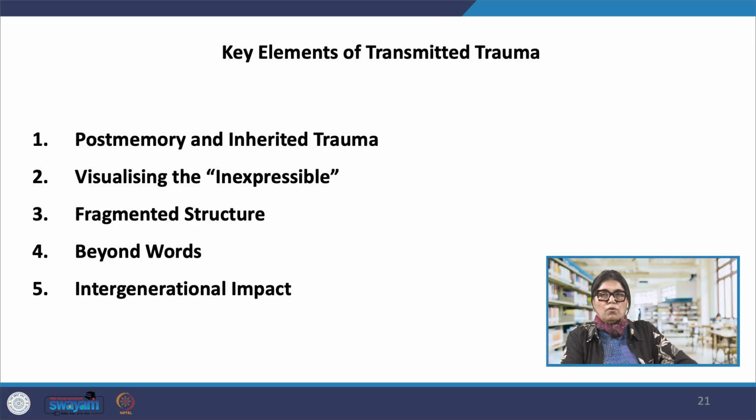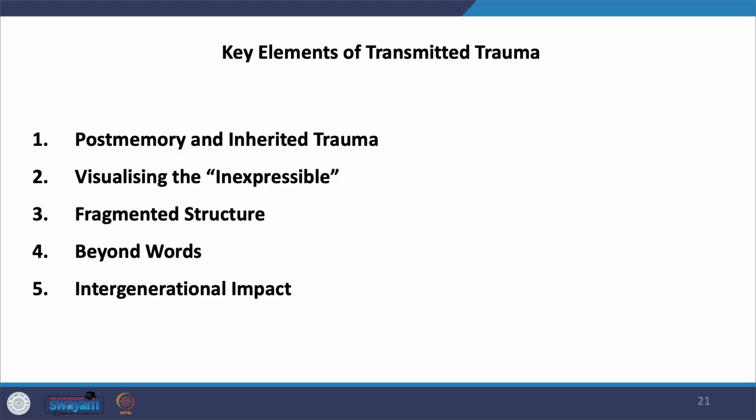Visualizing the inexpressible: graphic memoirs often use silence and visual metaphors to represent memories that are too complex or painful for words. In Maus, for example, the animal masks illustrate the persistent, inescapable nature of historical trauma on the second generation's identity. Fragmented structure: the non-linear structure of comics mimics the disjointed nature of traumatic memory. Panels and gutters, the space between panels, allow authors to show the disruptions and gaps in memory.